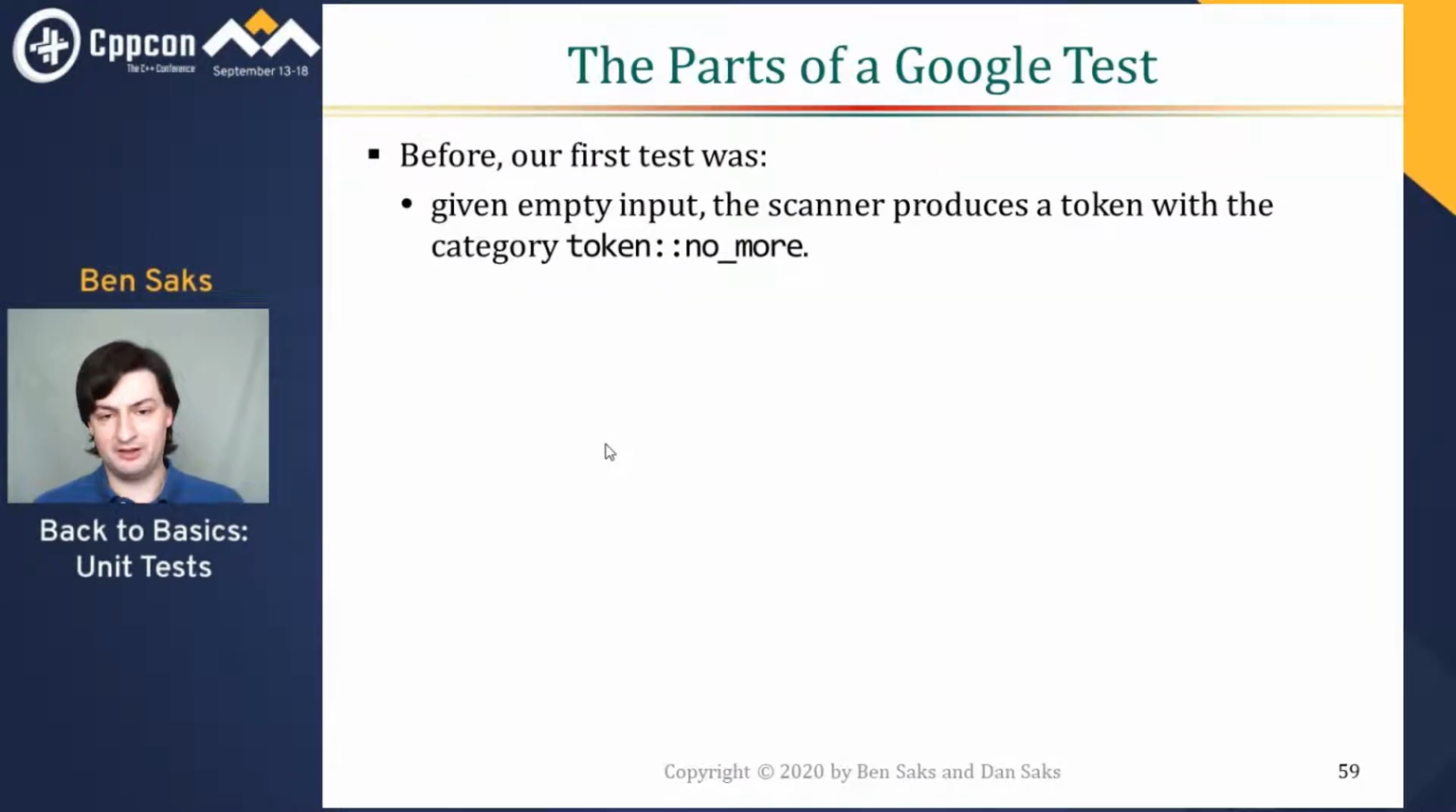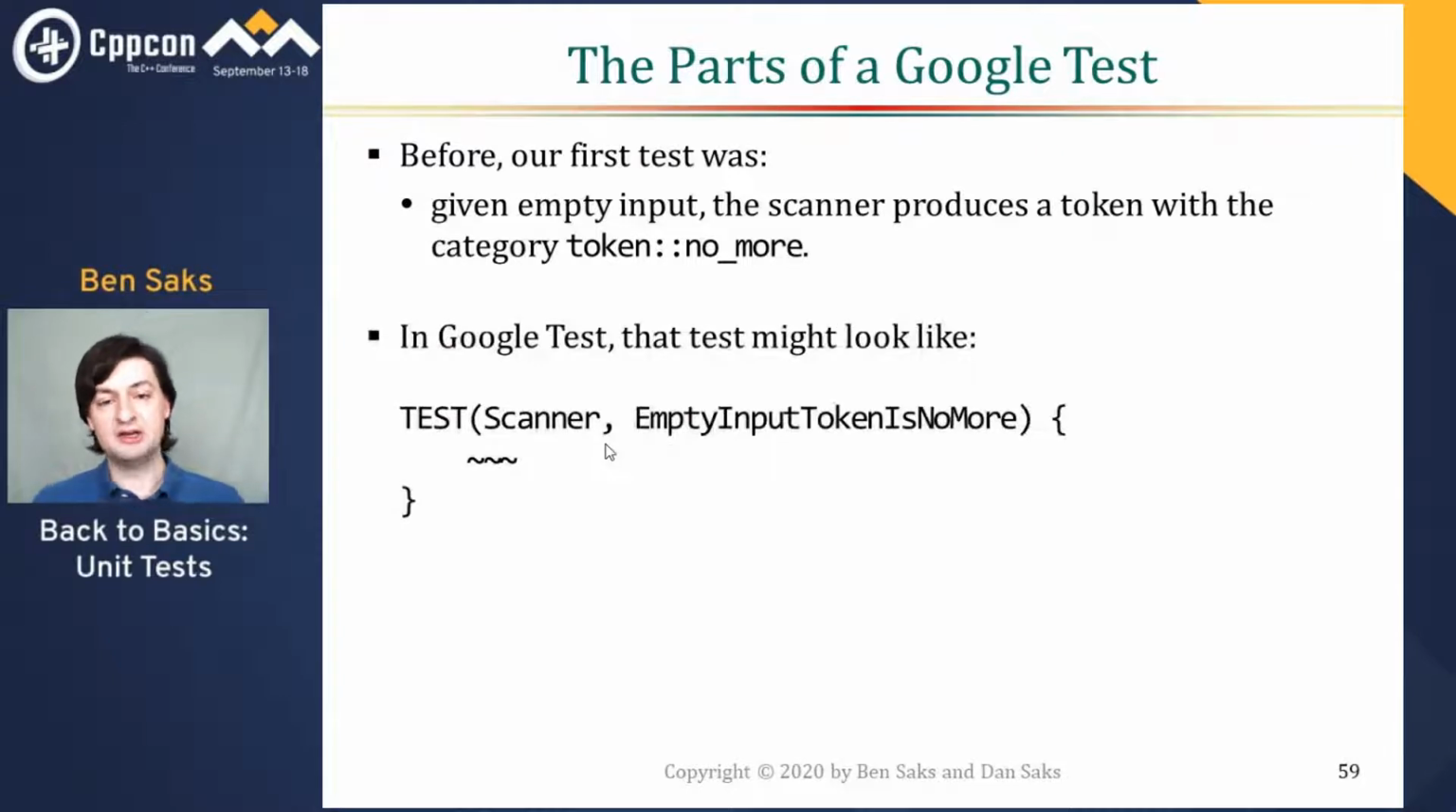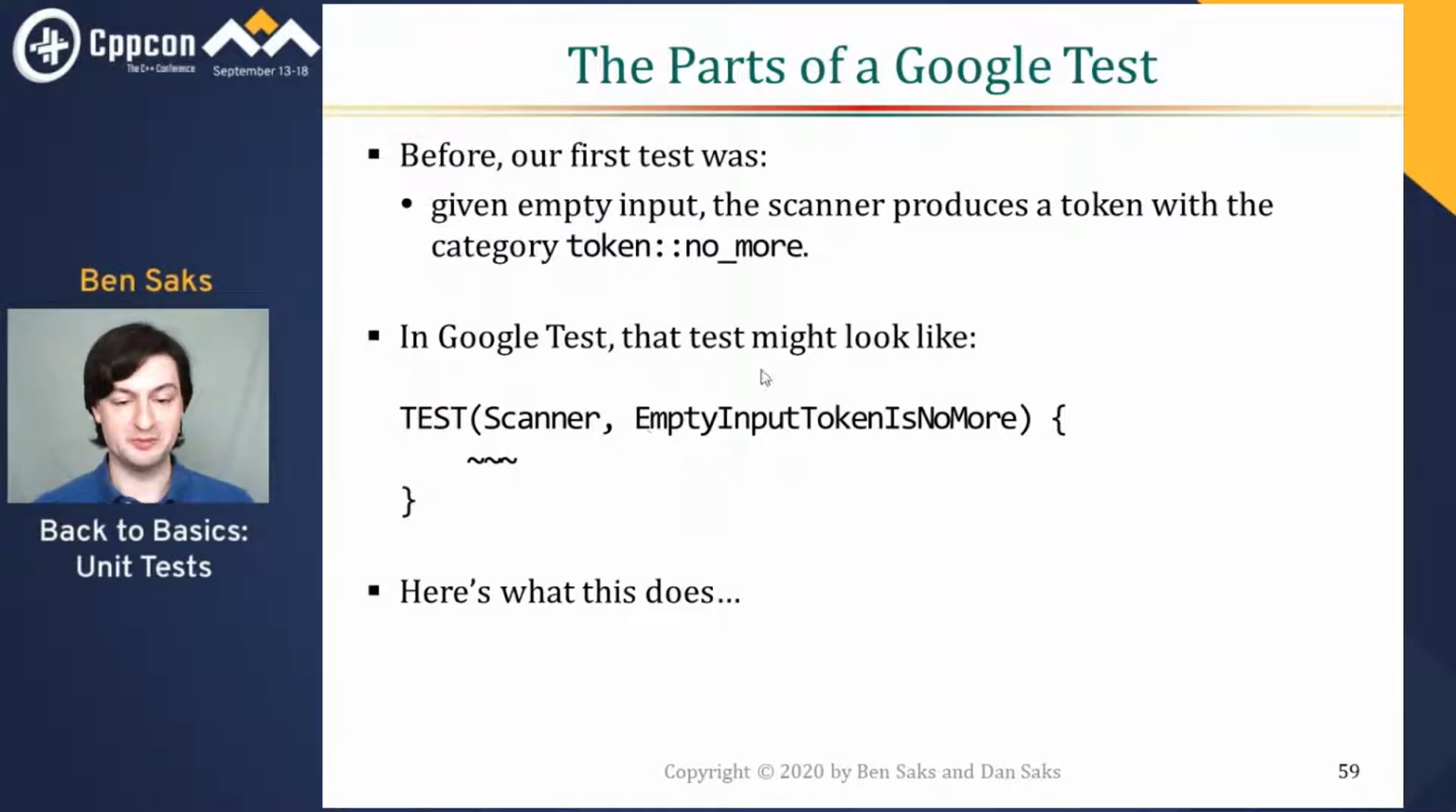So earlier, the first test that we wrote was: start with empty input, check to see that the scanner gives us a token that says category no more. So if we take that test and move it into the Google Test framework, it's going to look something like this. And here's what the different pieces of this are doing.